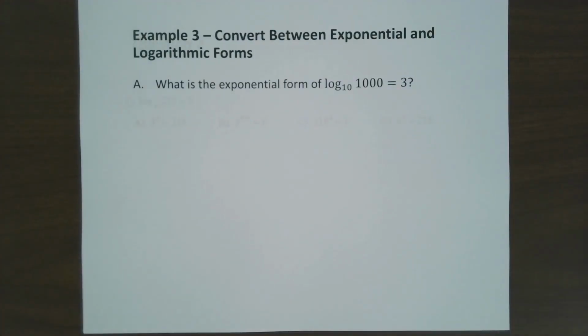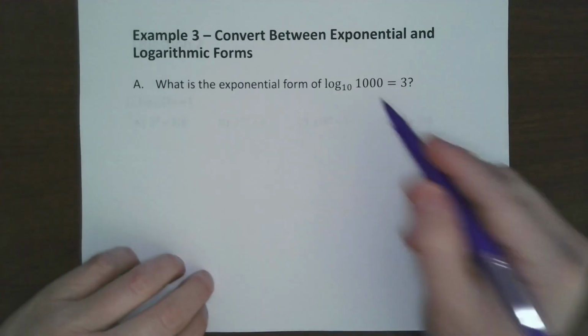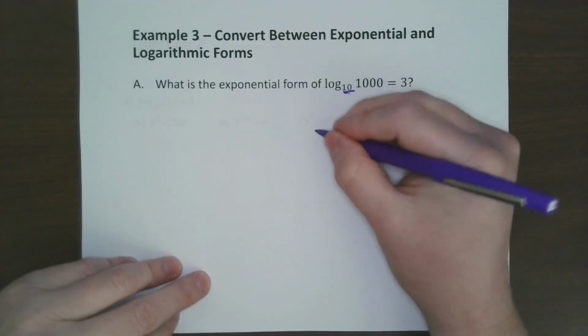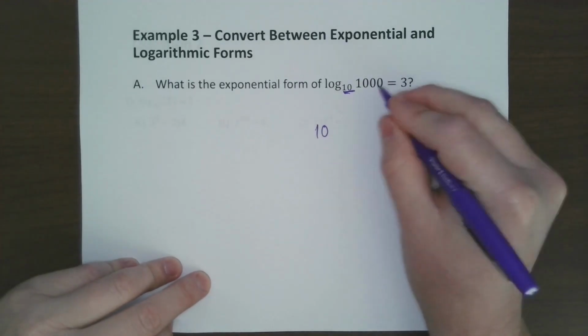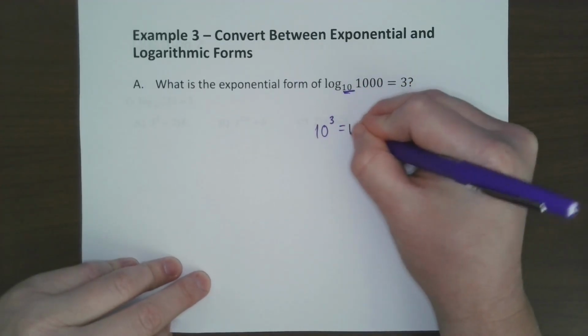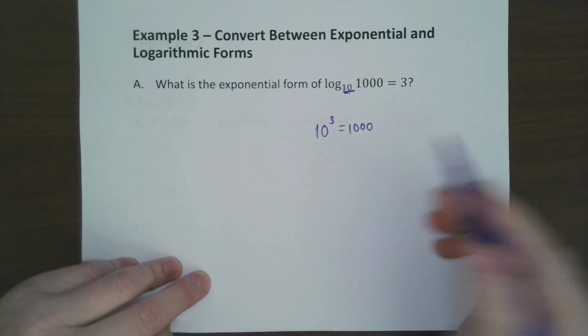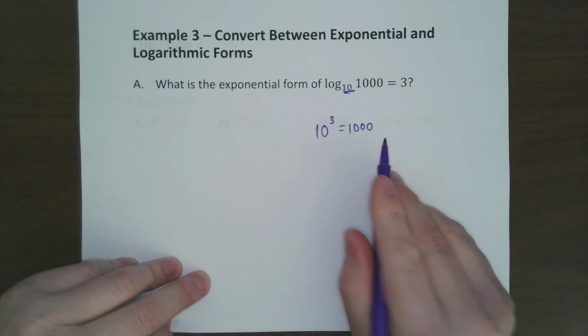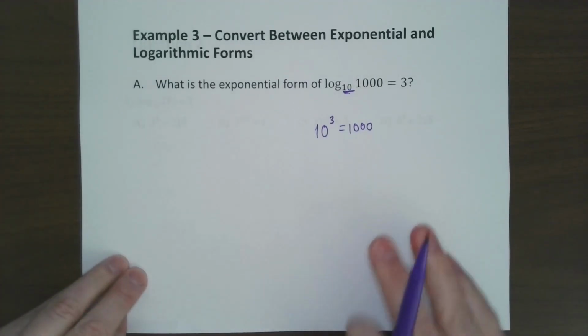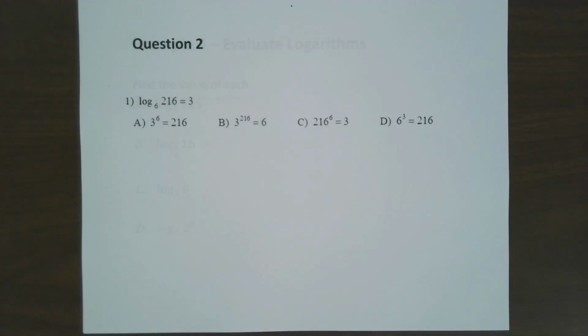What if we have a log and we want to go to an exponent? Well, the base is 10. So we're going to have 10 and we're going to switch these two. So 10 to the 3 equals 1,000. And you know you did it right because it makes sense. If I had 1,000 to the 3 equals 10, that makes no sense. So make sure you double check for that. Go ahead and try this problem.